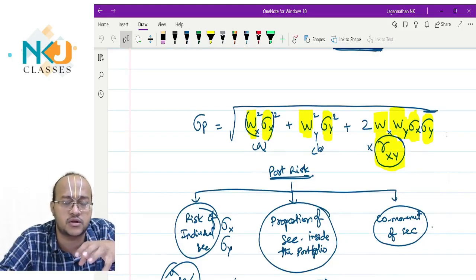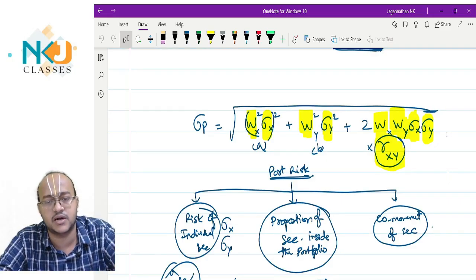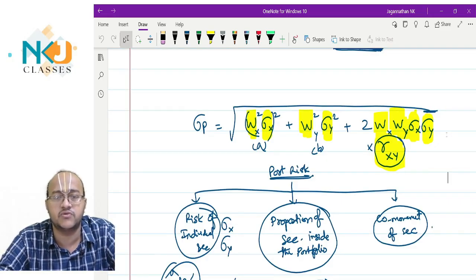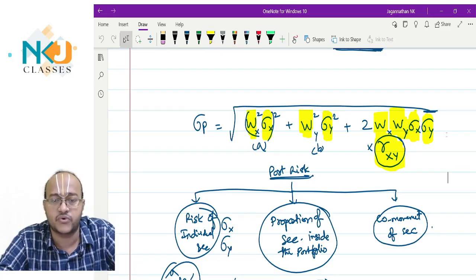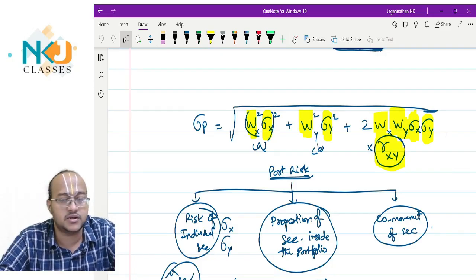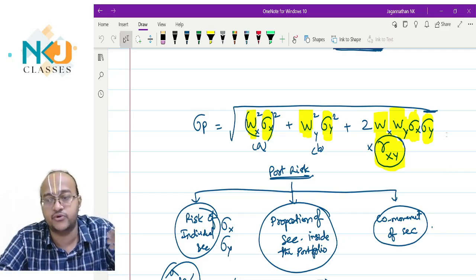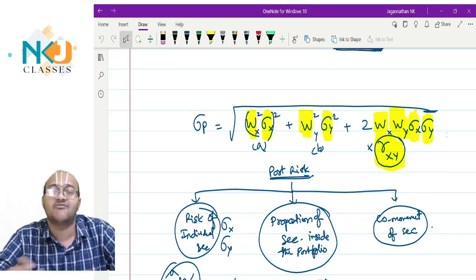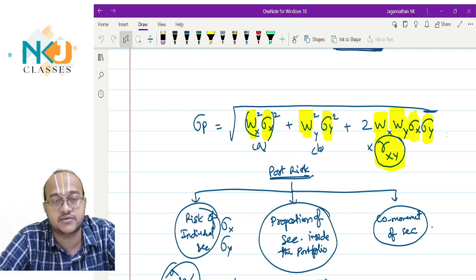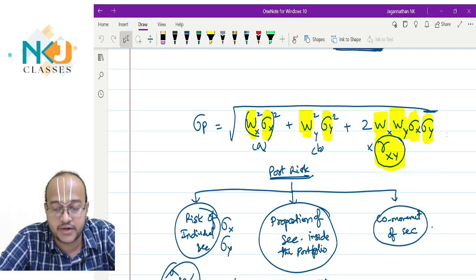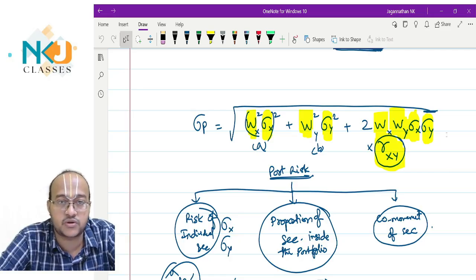What is the portfolio return? Portfolio return is nothing but the weighted average return of the individual securities inside the portfolio, correct? But risk will not be computed like that. I told you, portfolio risk is not the weighted average risk of the individual securities inside the portfolio. But what is the formula for portfolio risk?